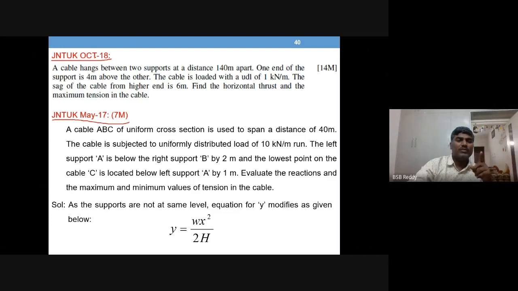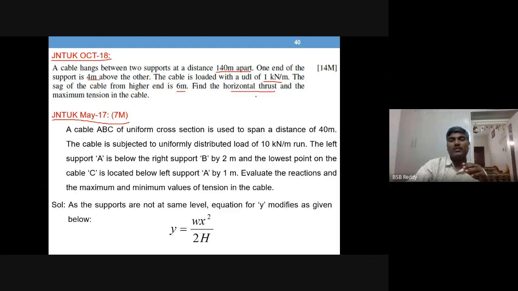In 2018, there is a problem on this cable. A cable hangs between two supports 140 meters apart. One end of the support is 4 meters above the other, which means if one end is here, the other end is 4 meters above. The cable is loaded with UDL of 1 kilonewton per meter, and the sag of the cable from the higher end is 6 meters. That means the lowest point of the cable is at a level of 6 meters below the highest end.